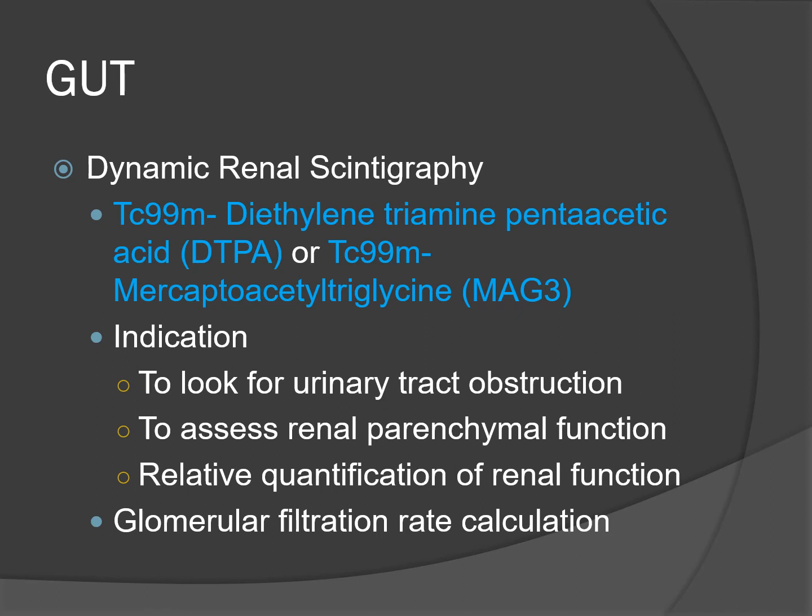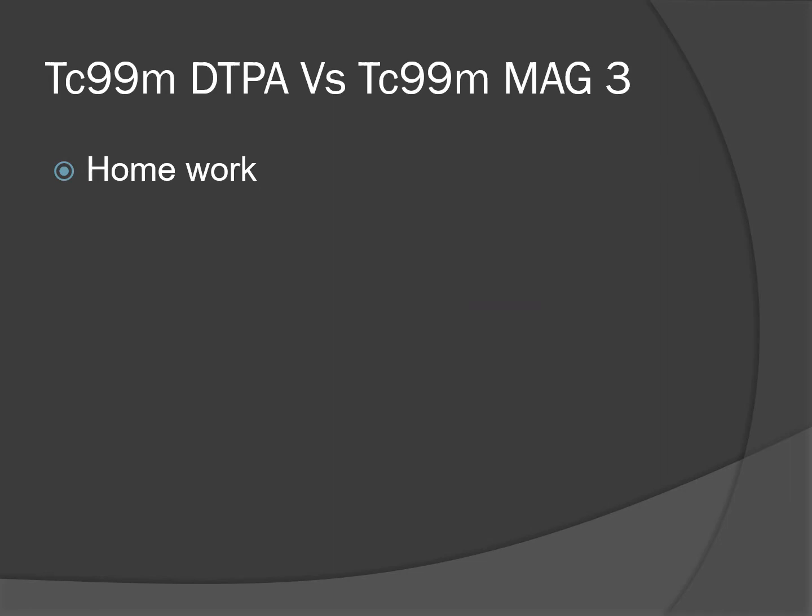There are two main radiopharmaceuticals that can be used. The first one is technetium-99m diethylenetriamine pentaacetic acid, or DTPA, or technetium-99m mercaptoacetyltriglycine, or MAG3. This is the common radiopharmaceutical that we use in dynamic renal scintigraphy. I want you to find out the pros and cons, advantages or disadvantages, of technetium-99m DTPA versus technetium-99m MAG3, and I will share the answer later, inshallah.